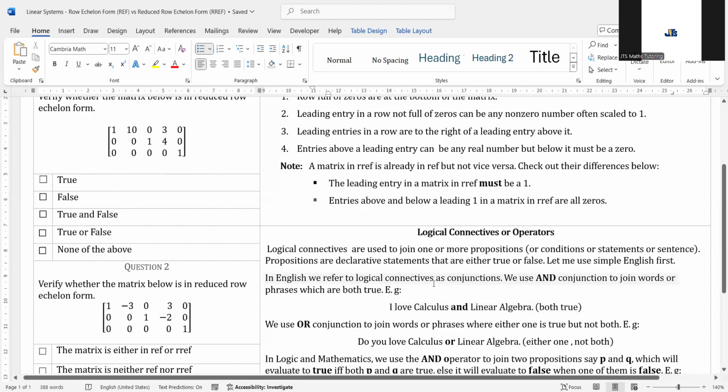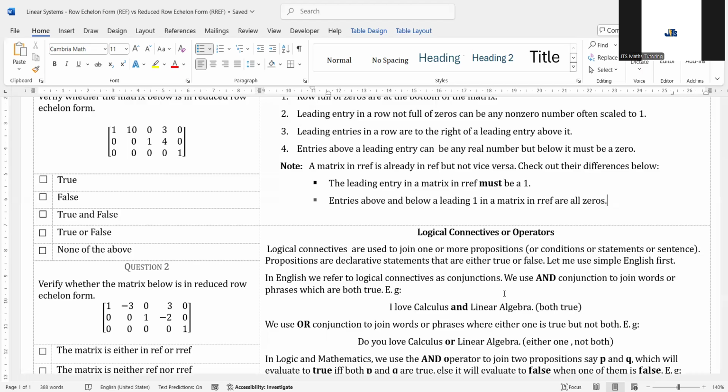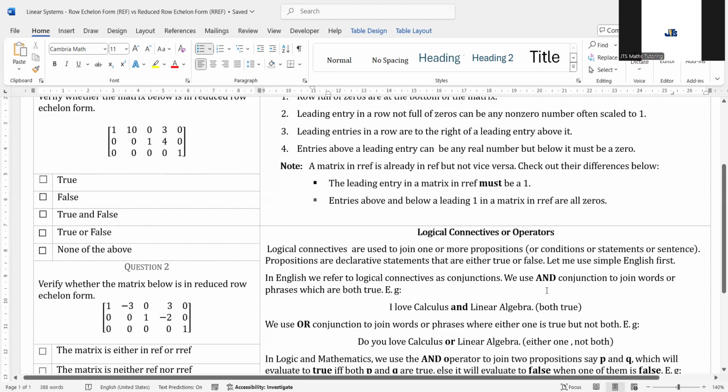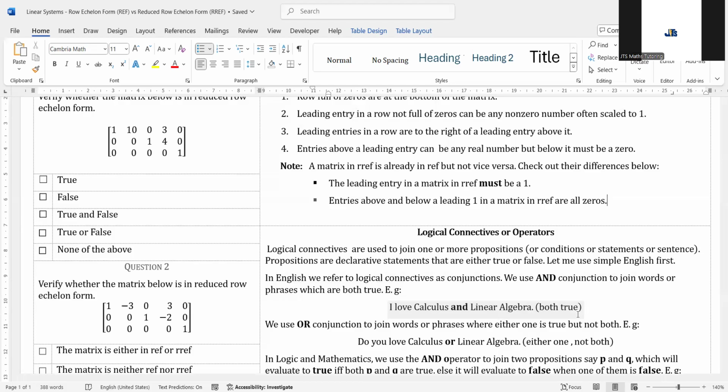In English, we refer to logical connectives as conjunctions. When you're dealing with sentence constructions, you can join 2 words or 2 phrases using conjunctions. Here I'm just going to be looking at the 'and' and the 'or' conjunctions. We use the 'and' conjunction to join words or phrases which are both true. For instance, look at this sentence: I love calculus and linear algebra. These are both true in the sense that he loves calculus and linear algebra equally. He loves both of them.